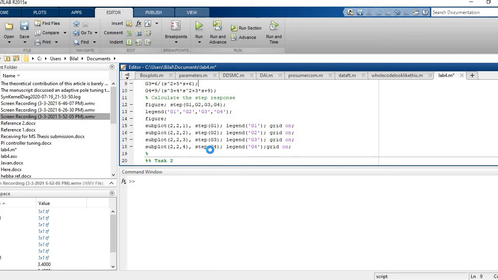Next, we are asked to look at the step response. One method is to make a figure and just write the step response. In that case you have to be very careful and identify the right system. The second is to make a figure and divide it into subplots. What I did here, I used step, legend, and grid on, and plotted these figures.